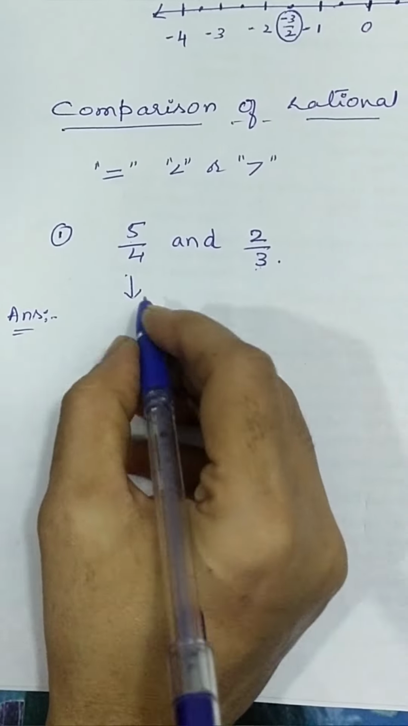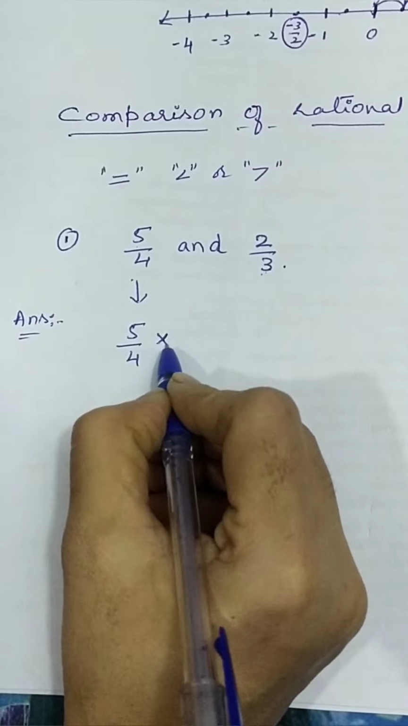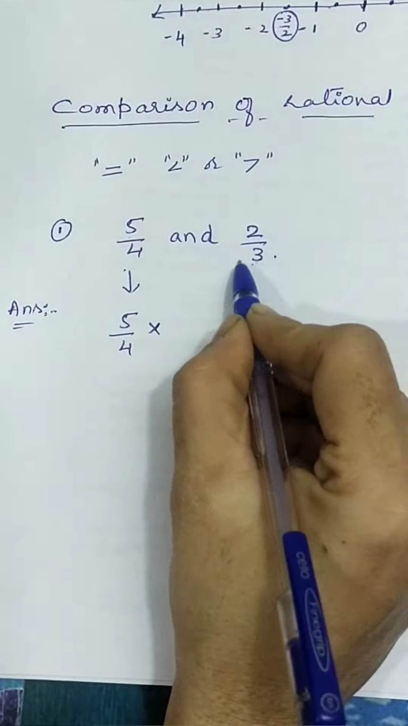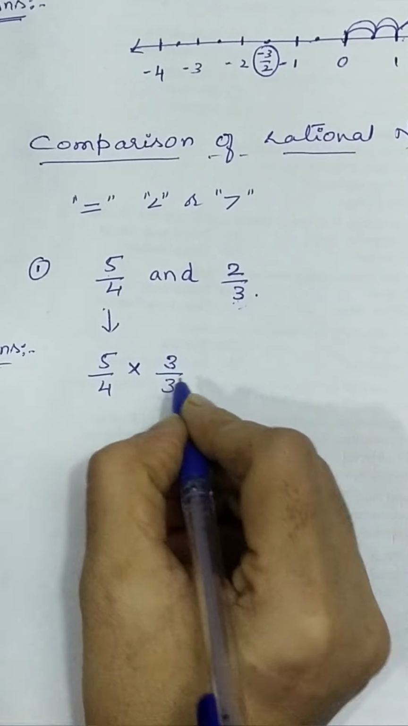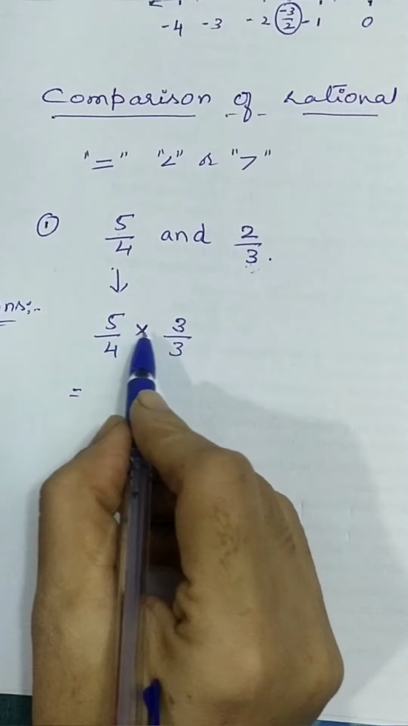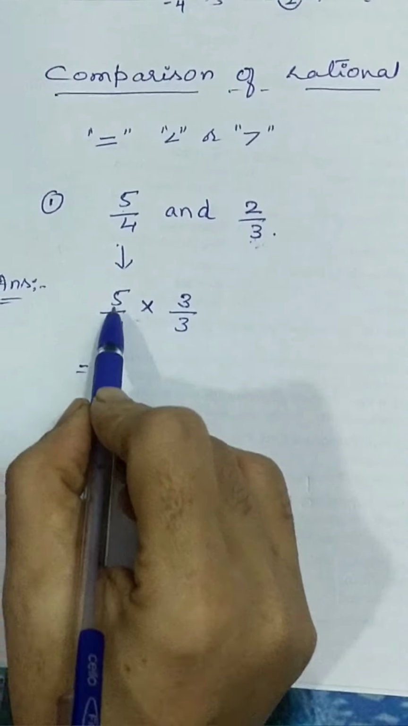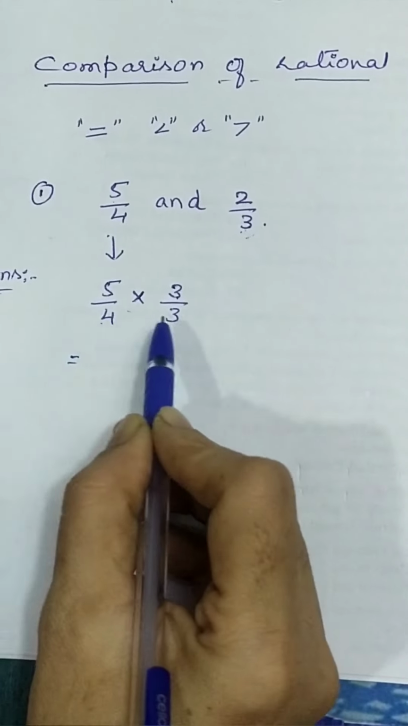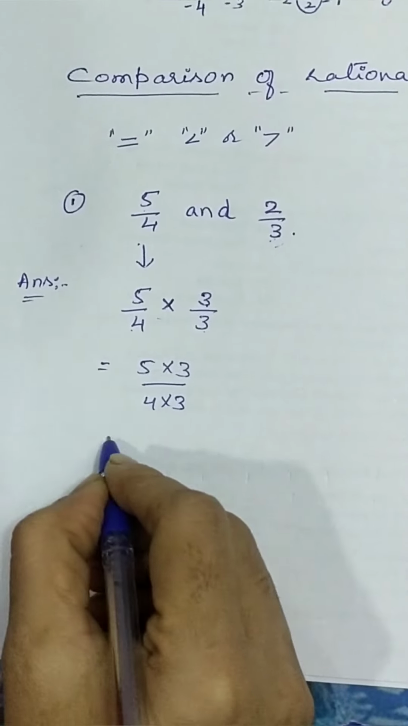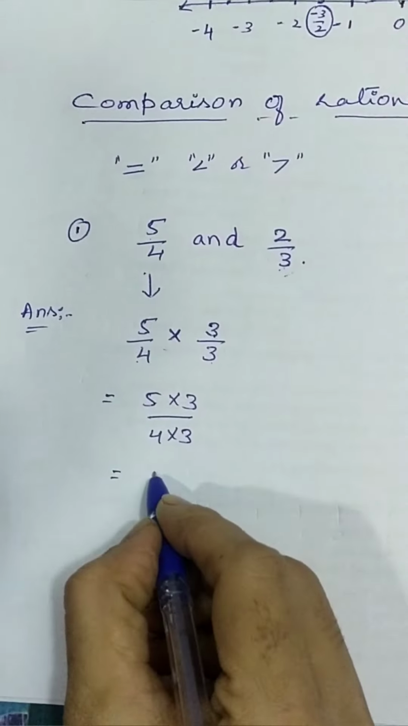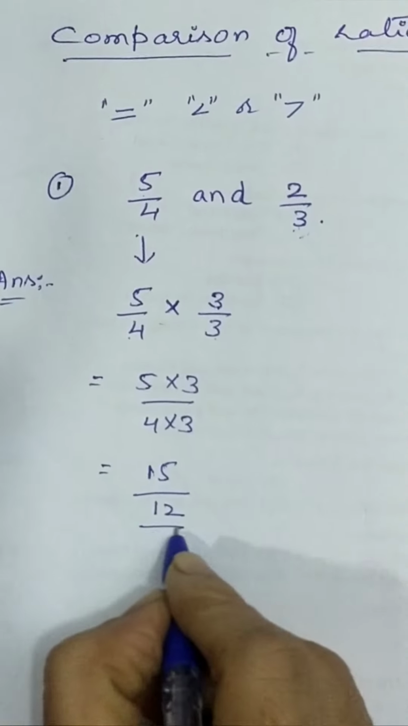The first fraction we will take as it is, and it will be multiplied by the second fraction's denominator. What number do we have in the denominator? 3. It will be multiplied and divided by 3. When there is a multiplication sign between fractions, we multiply numerator into numerator and denominator into denominator: 5 into 3 upon 4 into 3, that is equal to 5 3s are 15 and 4 3s are 12. So we got this one fraction.